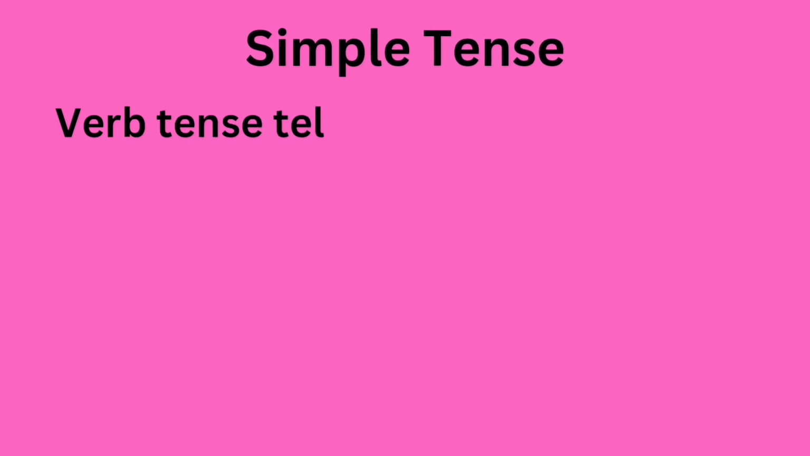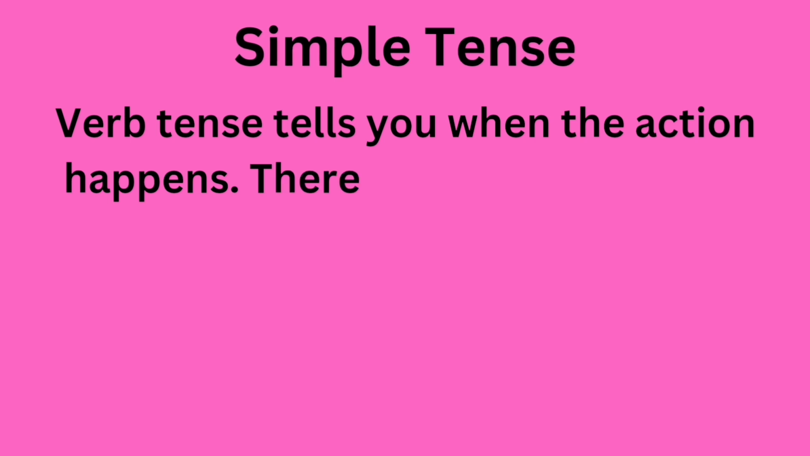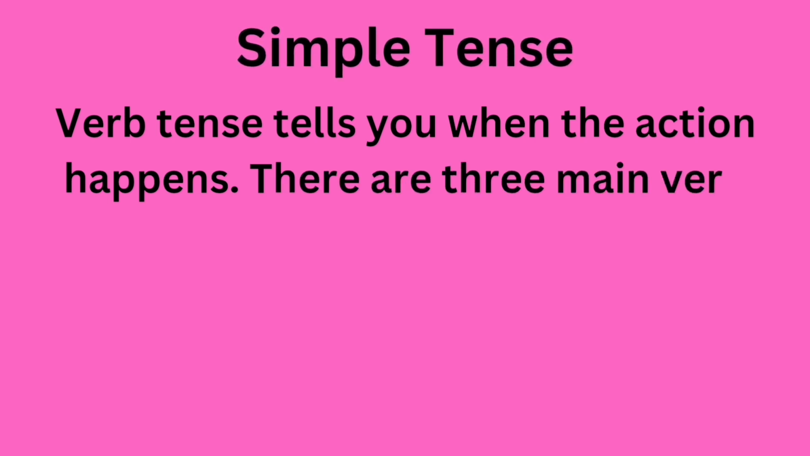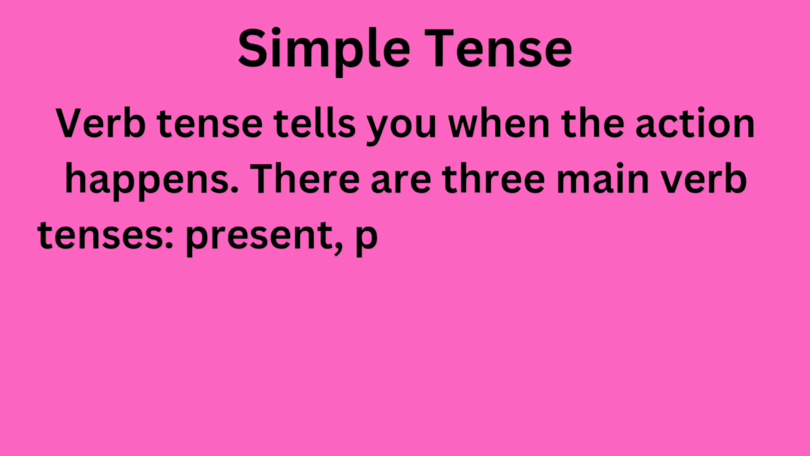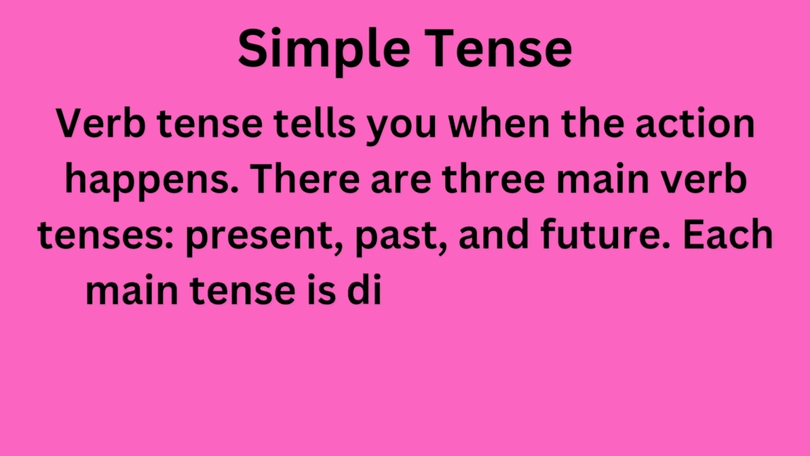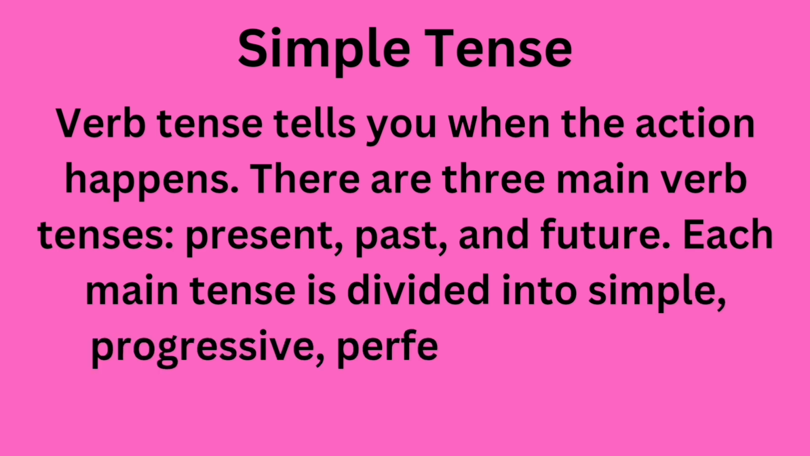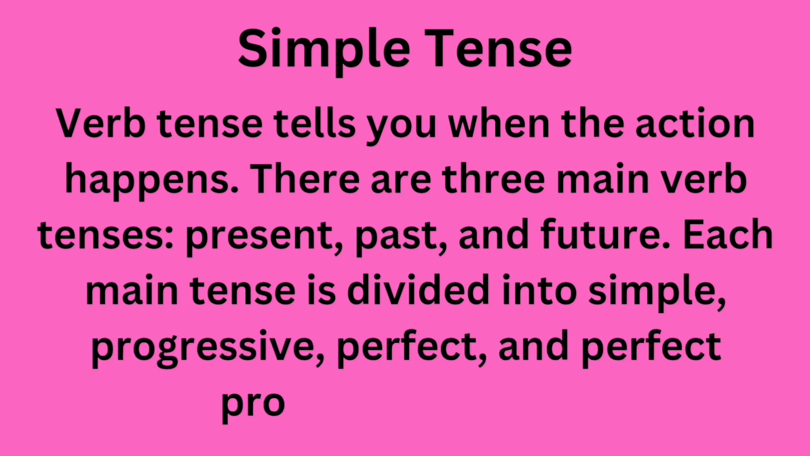Simple tense. Verb tense tells you when the action happens. There are three main verb tenses: present, past, and future. Each main tense is divided into simple, progressive, perfect, and perfect progressive tenses.